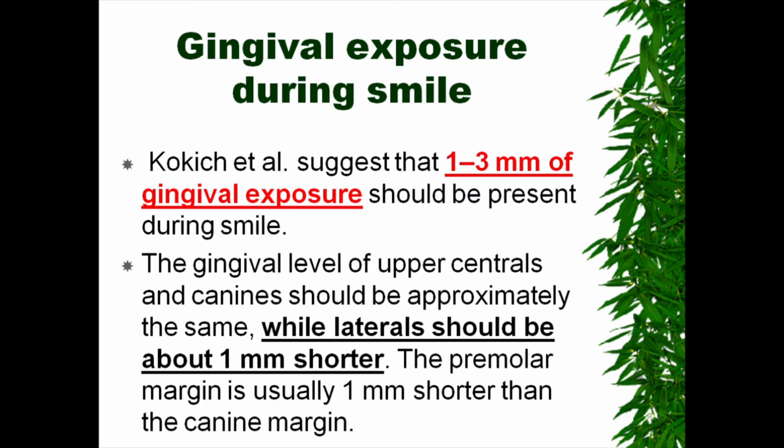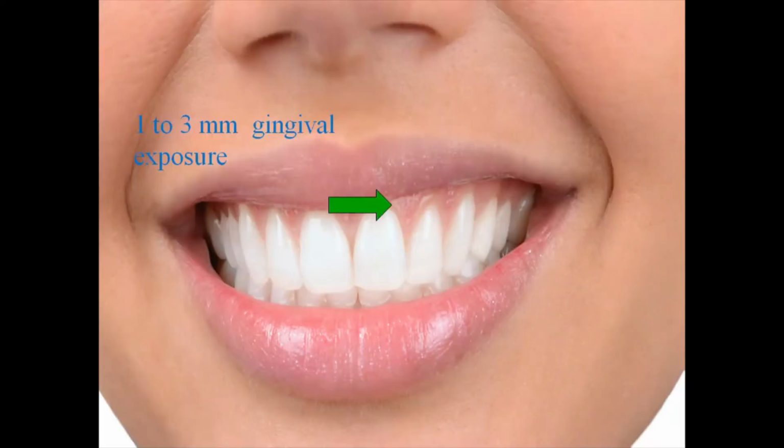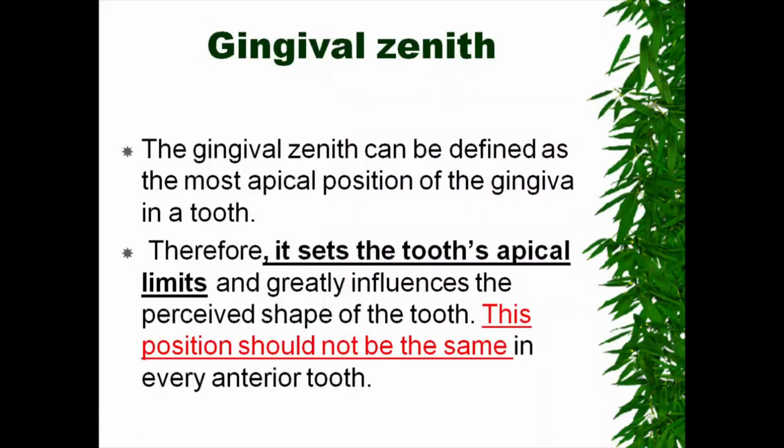So 1 to 3 mm of gingival exposure is okay. It is considered good, but if more gingiva is getting exposed, then it will not look aesthetically good, and it will be considered a gummy smile. So 1 to 3 mm of gingival exposure should be there during smiling.